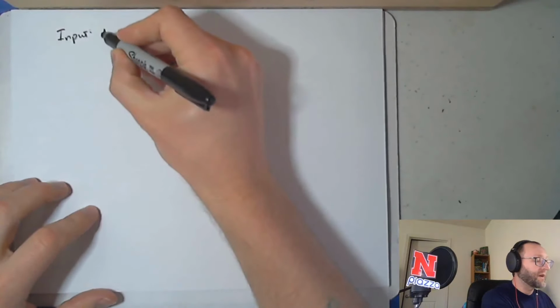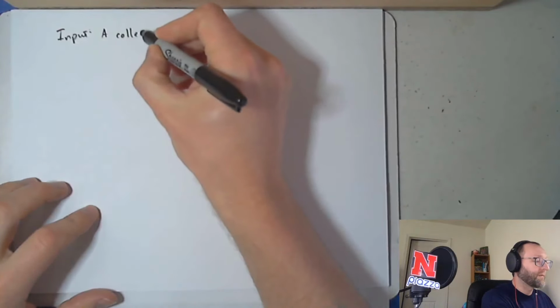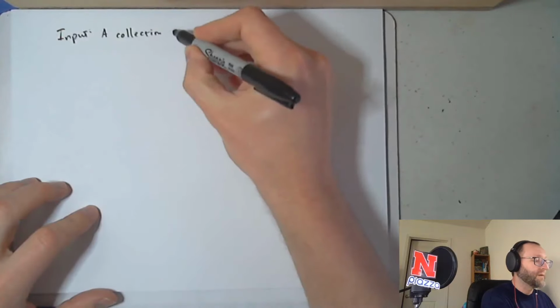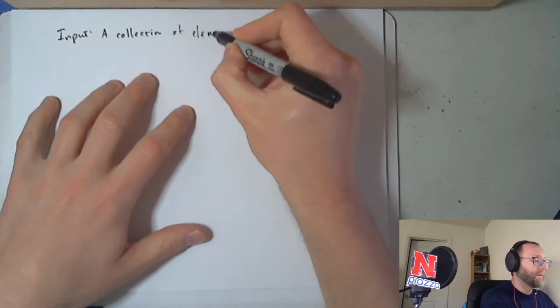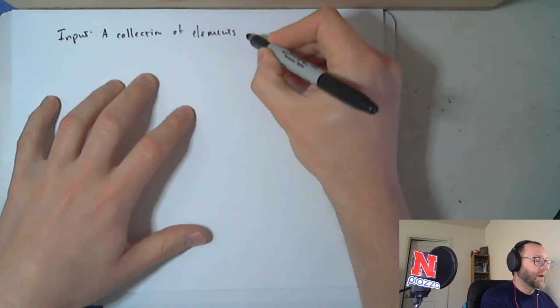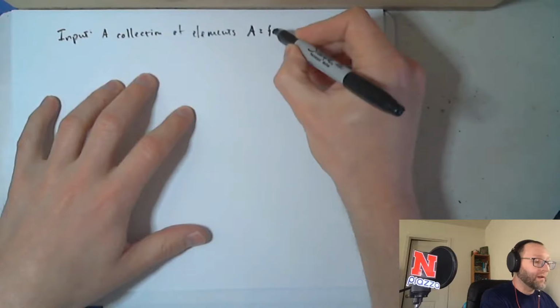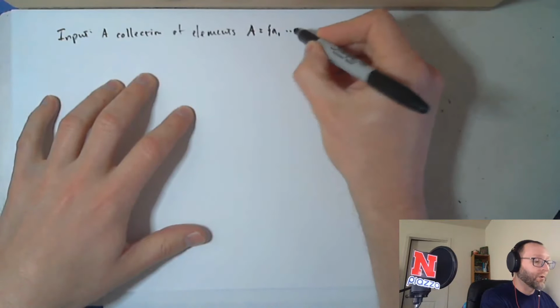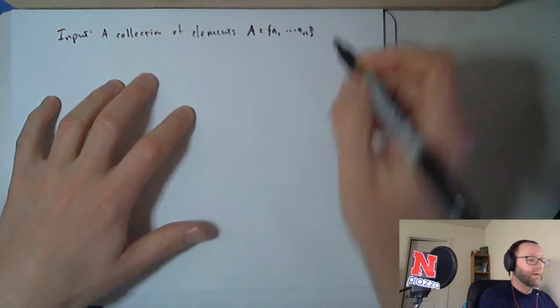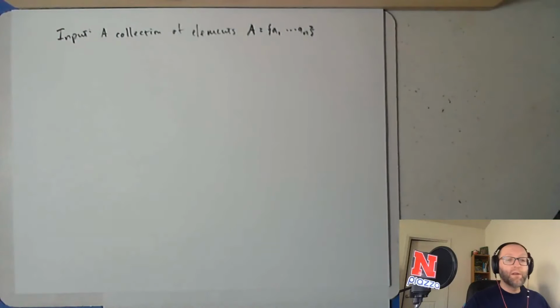The input is going to be a collection of elements. And I'll give that collection a name, A. And I'll give each element in that collection a name, A1 through AN. Now note here again, I did not say that this was an array of elements. I didn't say that this was an array list of elements, a dictionary of integers or strings or anything like that. I'm keeping it as general and generic as possible.